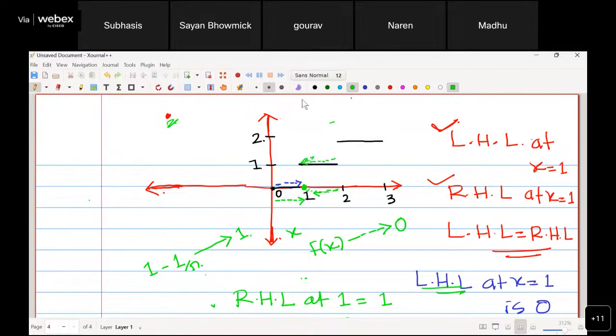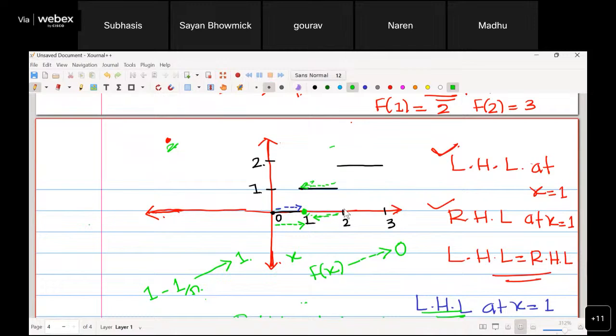And the same thing is happening at all the integer points. If I pick 2, the left hand limit is 1, whereas the right hand limit is 2. And for 3, it's the same thing: the left hand limit is 2, the right hand limit is 3.